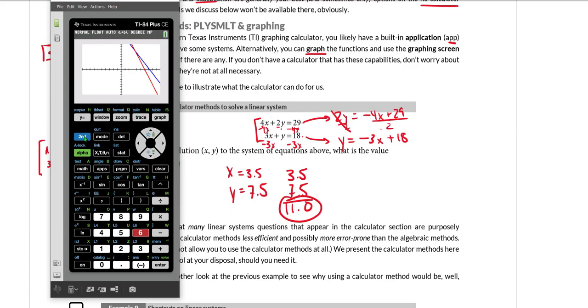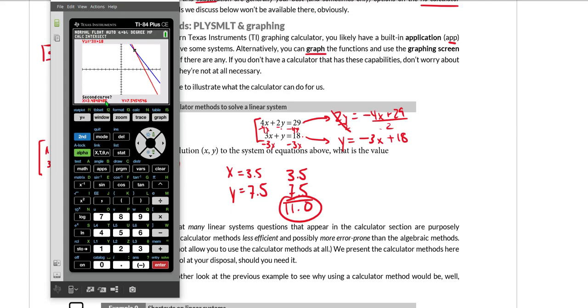So I'm going to do second and then hit the trace button, which will bring up my calculate options, and I am going to select number 5, which is intersect. The calculator is going to ask me to put my cursor on the first curve, and it's already on the first curve. I'm just going to put the cursor somewhere near the point of intersection, so I just hit to the right there until I saw my cursor appear. So I'm going to hit enter at that point.